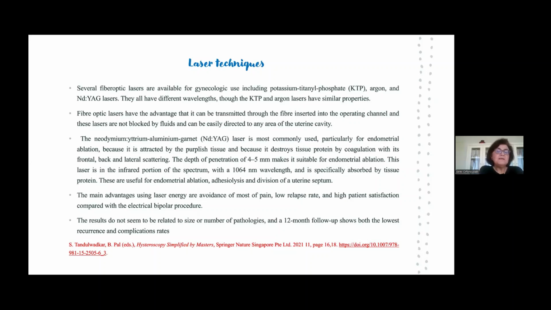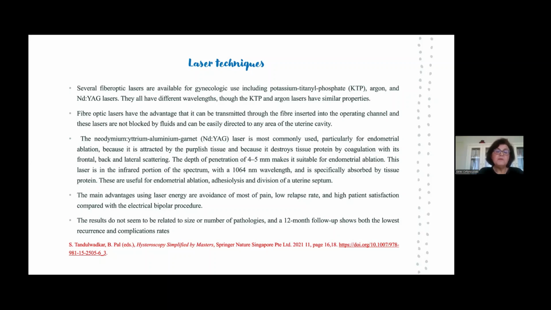Several fiber optic lasers are available for gynecologic use, including potassium titanyl phosphate, argon, and neodymium yttrium aluminum garnet lasers. They all have different wavelengths, though the potassium titanyl phosphate and argon lasers have similar properties. Fiber optic lasers have the advantage that the laser can be transmitted through a fiber inserted into the operating channel. This laser is not blocked by fluids and can be easily directed to any area of the uterine cavity.